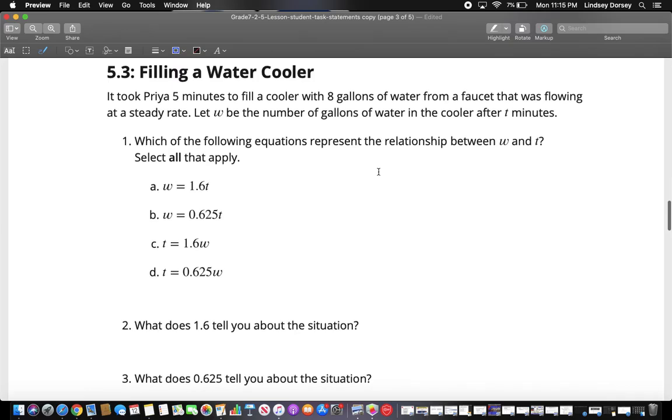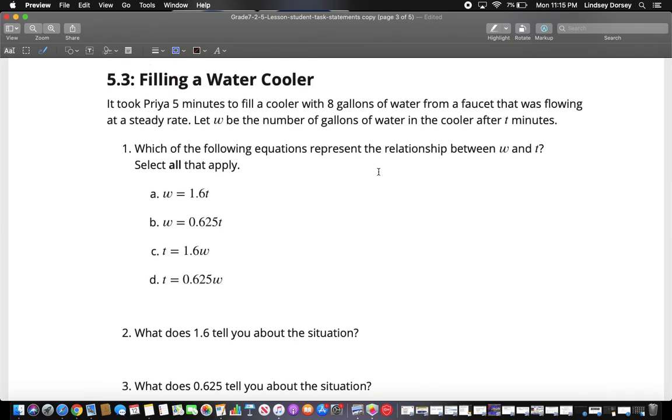Okay, 5.3. It says that it took Priya 5 minutes to fill a cooler with 8 gallons of water, and the faucet was flowing at a steady rate. So why is the steady rate important? Because it lets us know that the water is coming out at a constant speed, which means it is proportional, that there will be a constant of proportionality. So if W represents the number of gallons in the cooler after T minutes, which equations would represent the relationship between W and T?